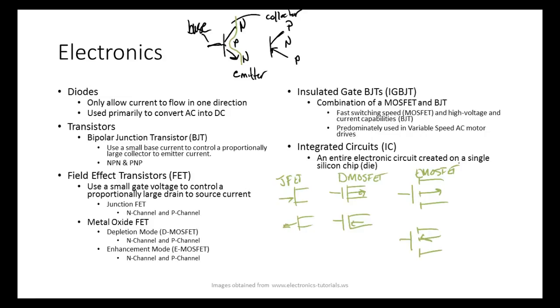So what they've done is they came out with a combination of the two. It's called an insulated gate BJT. This is a combination of a MOSFET and a BJT. So what they do is they bring the input in on a MOSFET and they couple that into a BJT.